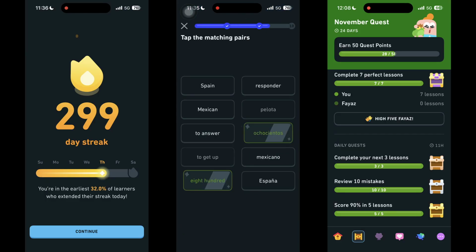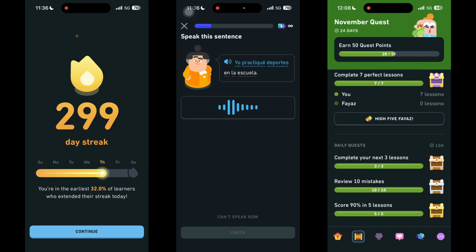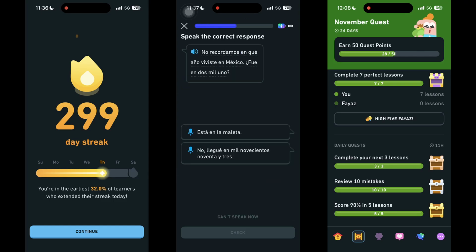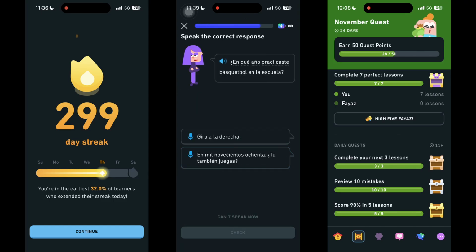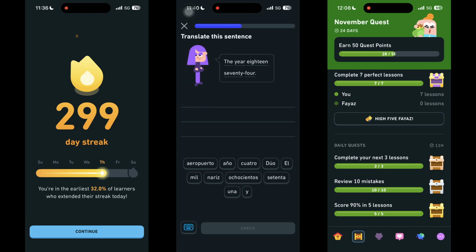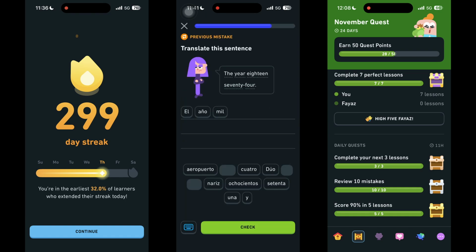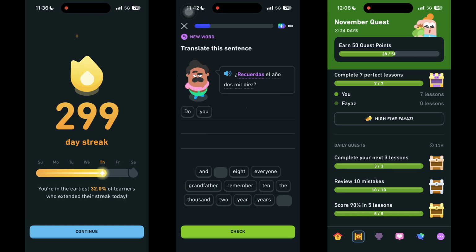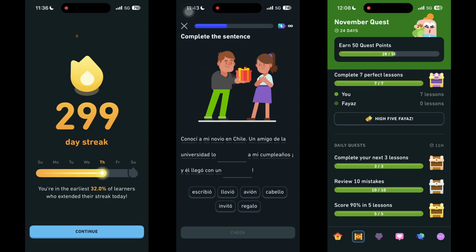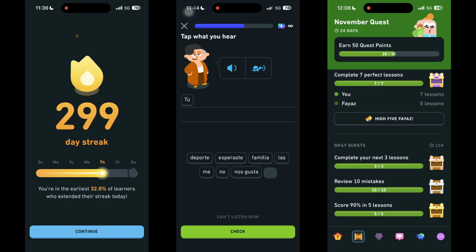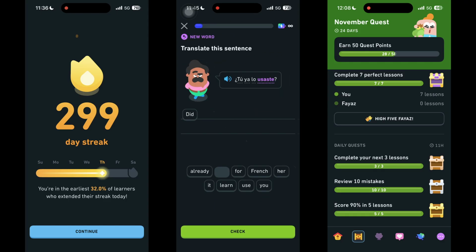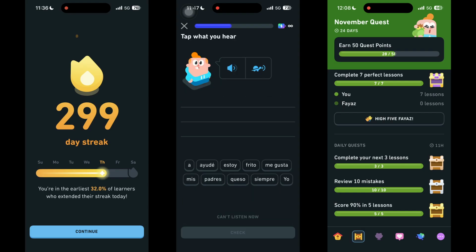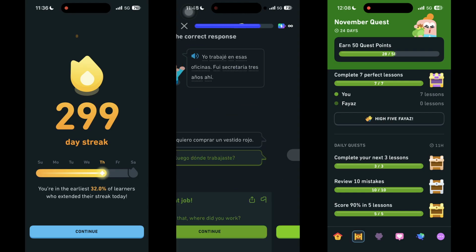After my LeetCode practice, it was time for my daily language practice, and today it was time for Spanish. I extended my streak to day 299 and kicked off the day. Today, I learned about talking about our past, like what I did in my past. This included saying words like no recordamos nada, which means we don't remember anything, and yo practiqué deportes en la escuela, which means I used to play sports in the school.